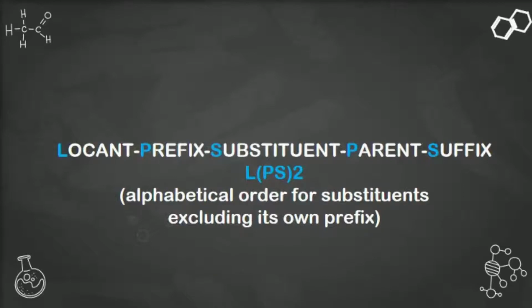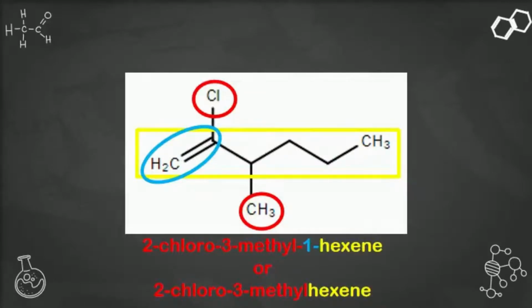Let us now combine the parent chain and substituent. So again, it will be locant, and then if prefix is available, and then substituent, parent, and suffix. Alphabetical order for substituent excluding its own prefix. Combining them, we have 2-chloro, 3-methyl, 1-hexene. Chloro comes first in alphabetical order compared to methyl. So we have 2-chloro, and then 3-methyl, and then 1-hexene. If the locant is 1, we can add or remove it. So it would be 2-chloro-3-methylhexene.